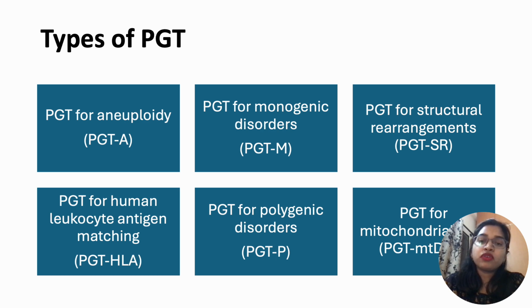So, if we talk about what are the types of PGT, there are 6 types of PGT. PGT-A for aneuploidies, PGT-M for monogenic disorders, PGT-SR for structural rearrangements, PGT for HLA, that is human leukocyte antigen matching, PGT for polygenic disorders, and PGT for mitochondrial DNA.